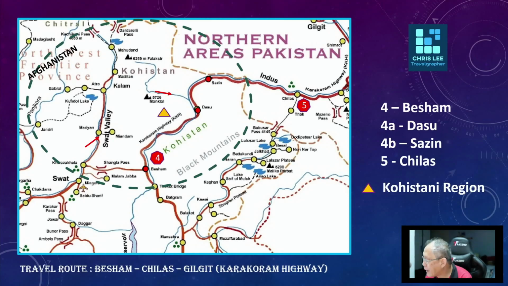You notice that I've highlighted that orange triangle. This is the Kohistan region, and the people there are known as Kohistani. The Kohistani have very unique religious practices and beliefs compared to other Muslims in Pakistan. I will tell you why later, after you view my video taken on the road journey. But anyway, just remember, we are now traveling into the Kohistan region.